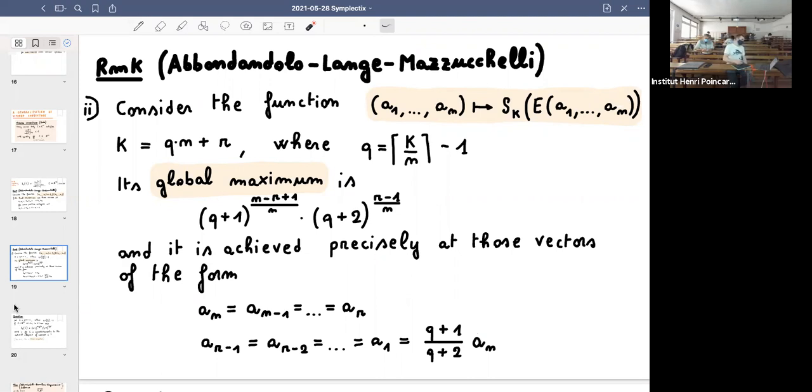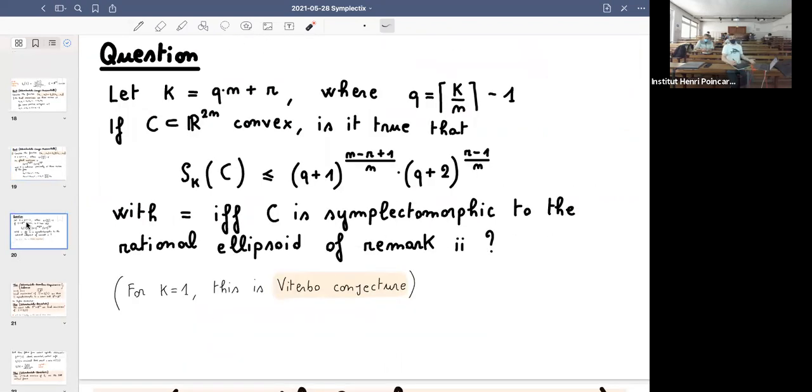Still don't really know what to do with this, but at least it prompts us to ask the following question, to generalize Viterbo's ball conjecture. I phrase it as a question, I have no idea. I wouldn't dare to phrase it as a conjecture, there's nothing known. So the question says that given a convex body C in R^{2n}, is it true that the kth capacity ratio of C is strictly bounded from above by the same maximum that it achieves on the space of ellipsoids, which I gave before, with equality, is it true that this maximum is achieved precisely at those convex bodies that are symplectomorphic to the, say, rational ellipsoids of remark 2?